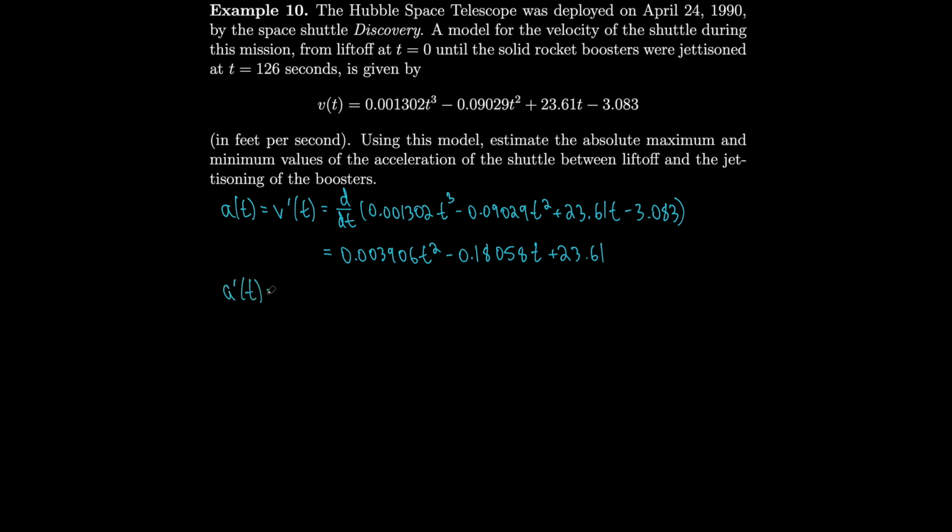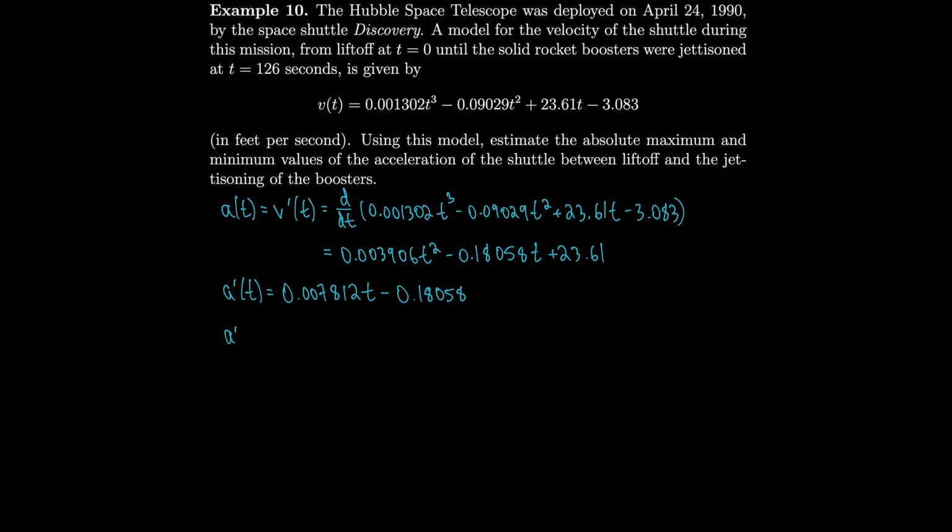Alright, let's take our derivative. Remember, we need to find critical numbers, and we need to find endpoints for our interval, which looks like it's from 0 to 126. And then we need to check all of those for the maximum and minimum value. Okay, so a prime of t is equal to 0.007812t minus 0.18058. So we had to do the derivative twice, because we needed to take the derivative just to get the acceleration, and then we had to do the derivative just to check for critical numbers. So we actually had to get the derivative of acceleration, which remember is jerk, but doesn't really matter.